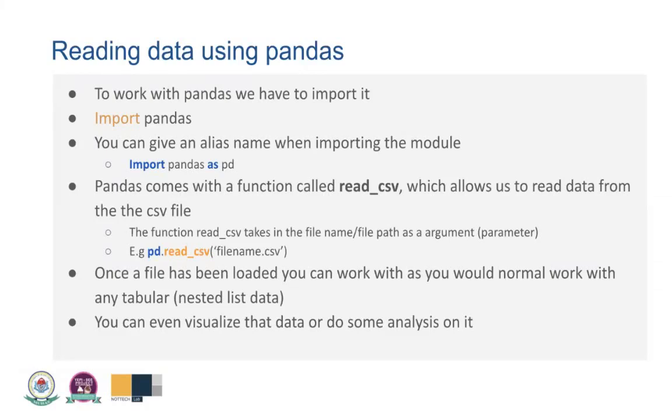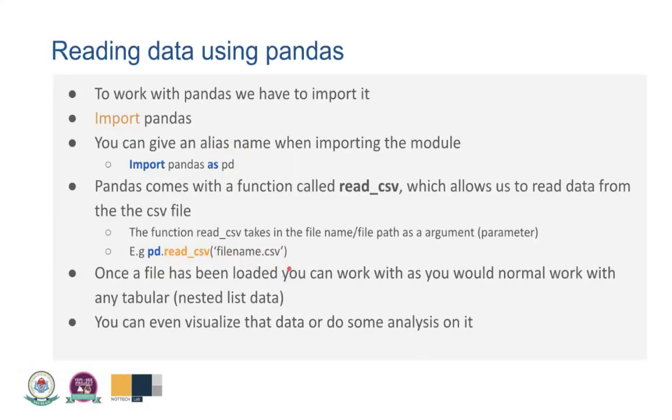And this function actually allows you to read data from the CSV file. And the way this function works is it takes in a parameter, remember parameters, any values that you pass to a function, which is the name of the file that you want to read. And a good example could be like this. So if we had imported pandas using pd as our alias, then we can just do pd for pandas there, dot read_csv, and then we give it the file name that we want to read.